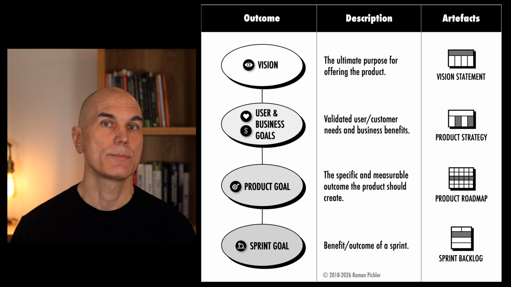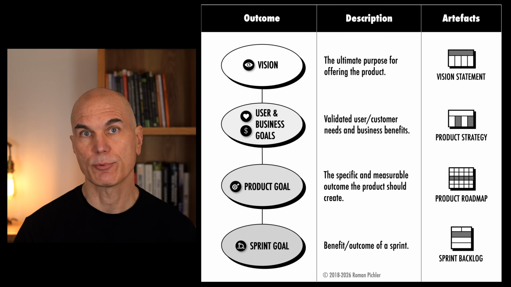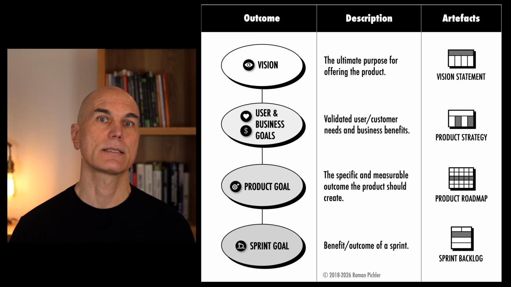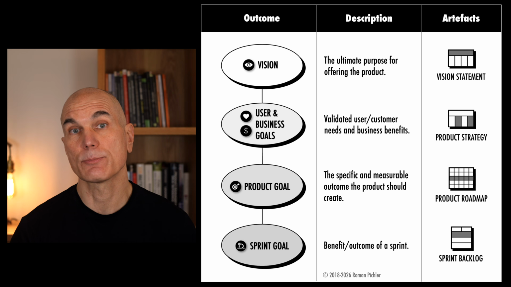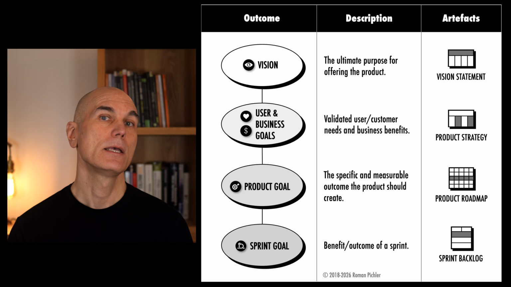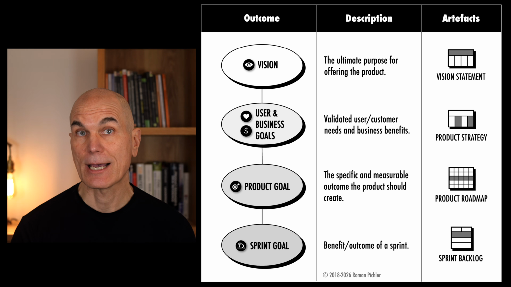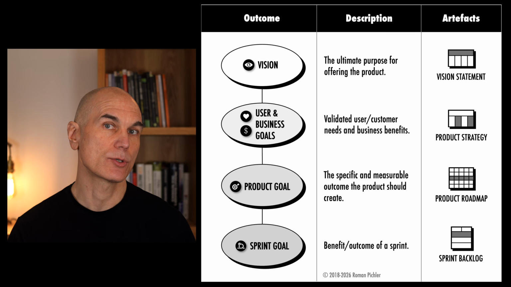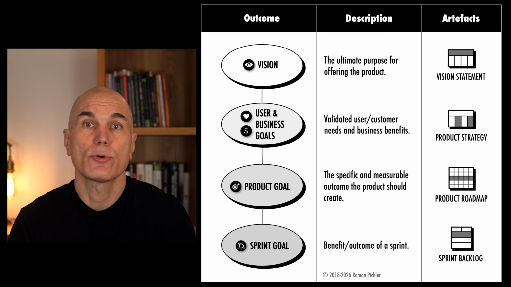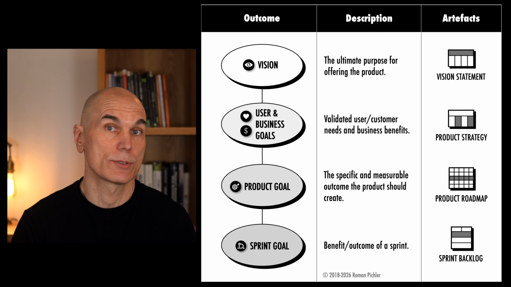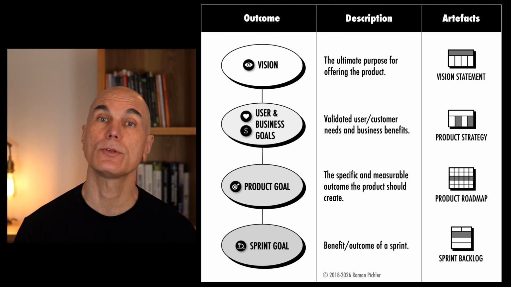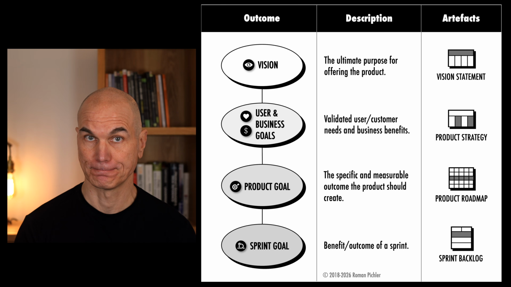The vision describes the ultimate purpose for creating a product and the positive change it should bring about. The user, customer, and business goals state the needs a product should address and the business benefits it should offer. The product goals are the specific outcomes or objectives that the product should create. For example, acquire more users, increase retention, improve conversion, or reduce cost. The sprint goal finally describes the outcome you want to achieve in the next few weeks.